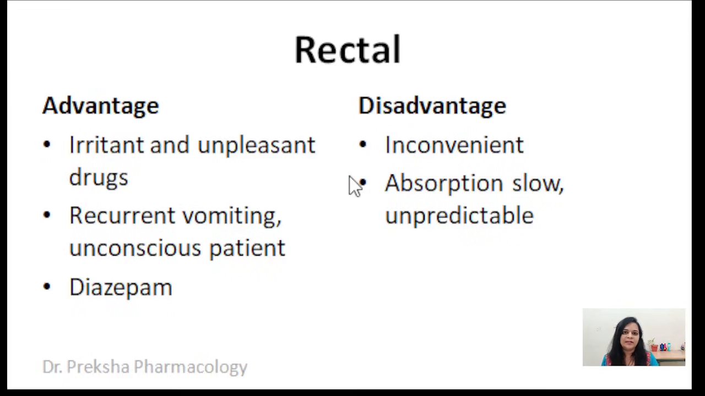Now coming to the rectal route. So advantage of this route is irritant and unpleasant drugs you can give by this route. In those patients who are having recurrent vomiting and who are unconscious, in those cases you can use this route. For example, diazepam, which is used in children for febrile convulsion. Disadvantage of this route is it is inconvenient and absorption is often slow and unpredictable.